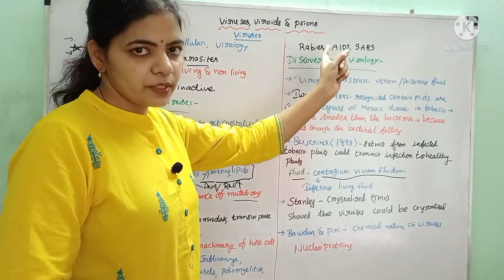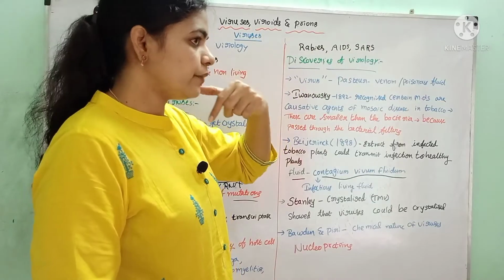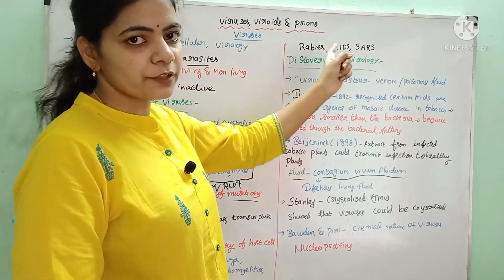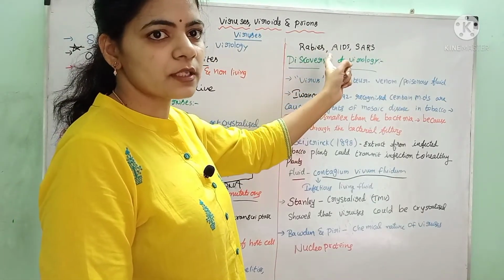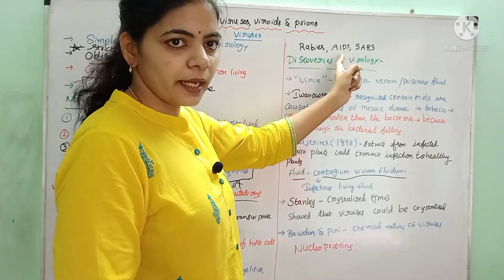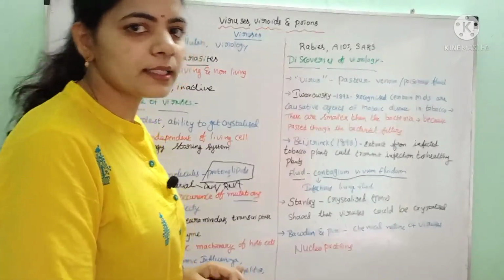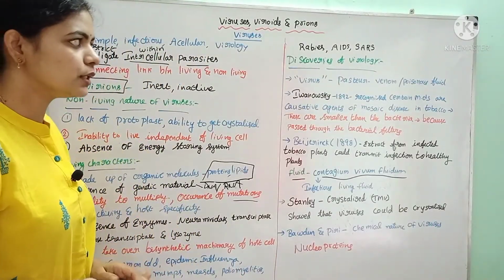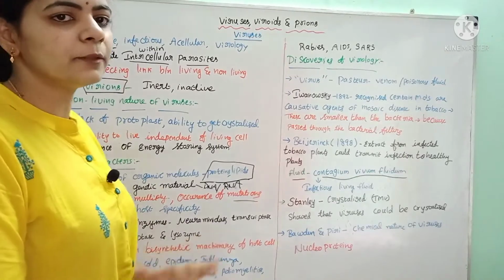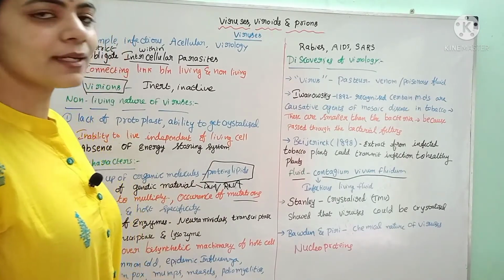And rabies disease is caused by rhabdovirus, which is highly infectious, and it can be transmitted from dogs to human beings because of the bite of stray dogs. And AIDS disease is caused by HIV virus, and SARS. All these are virus infections only, these are not the only few examples. There are so many examples.